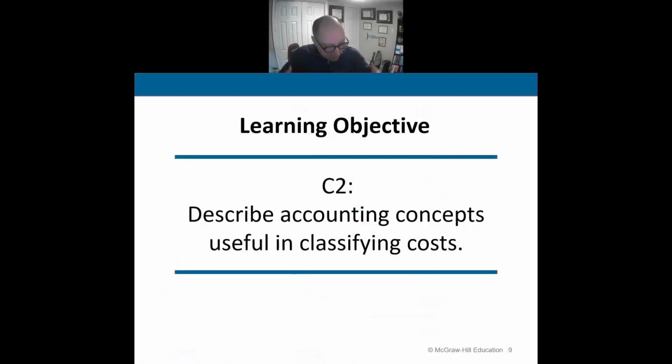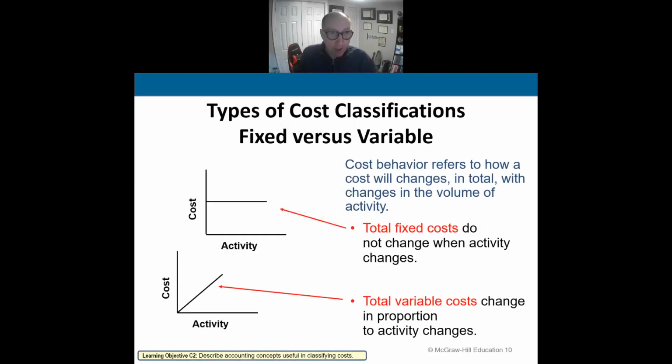So let's talk about cost. The cost associated with business is what drives managerial accounting, managerial decision making. Cost drives business. We classify our costs in a couple of different ways. We have fixed costs and variable costs.